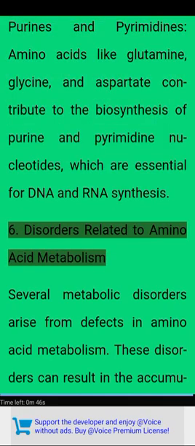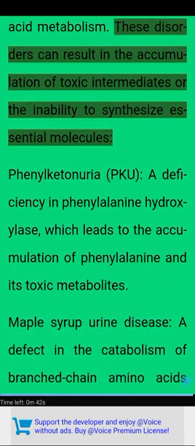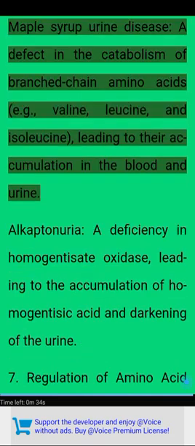6. Disorders related to amino acid metabolism. Several metabolic disorders arise from defects in amino acid metabolism. These disorders can result in the accumulation of toxic intermediates or the inability to synthesize essential molecules. Phenylketonuria (PKU), a deficiency in phenylalanine hydroxylase, which leads to the accumulation of phenylalanine and its toxic metabolites.